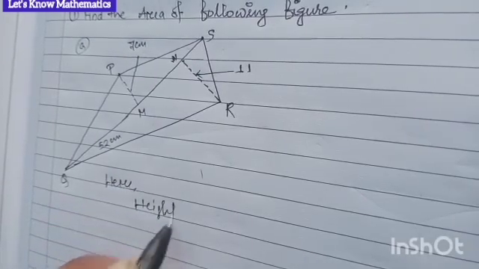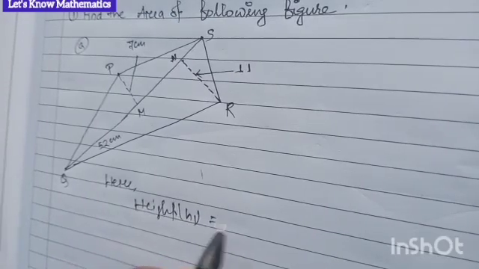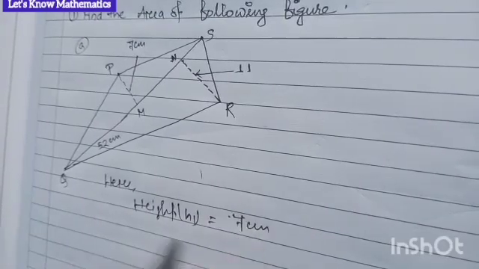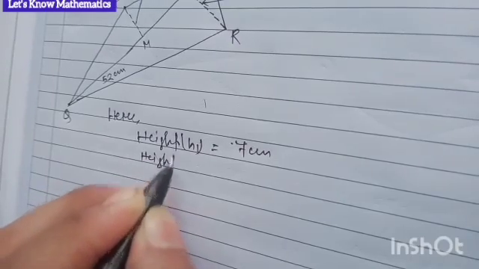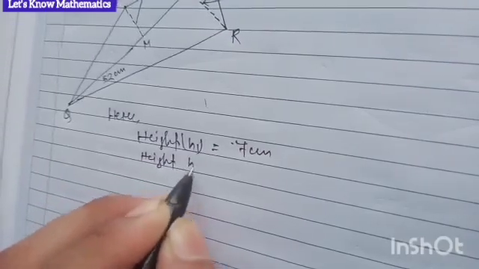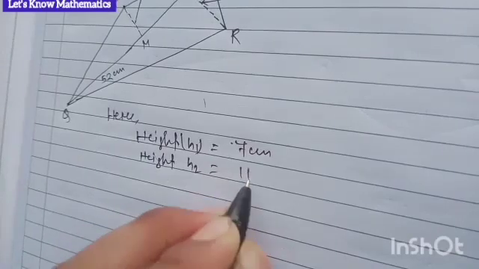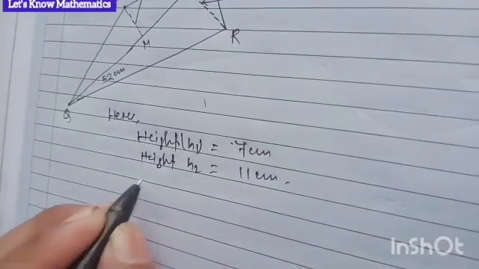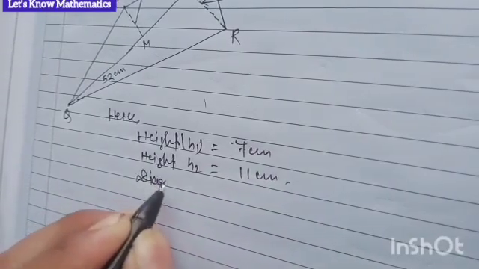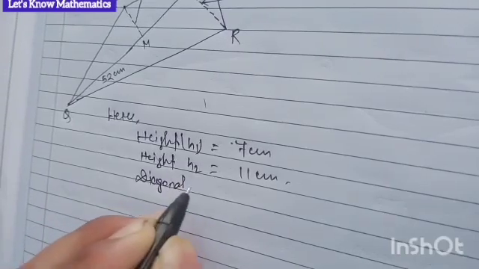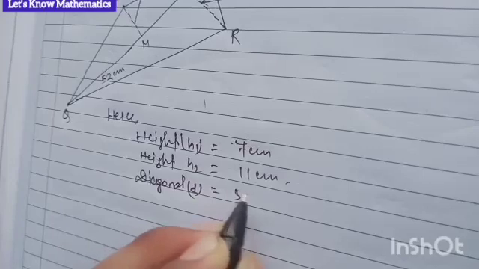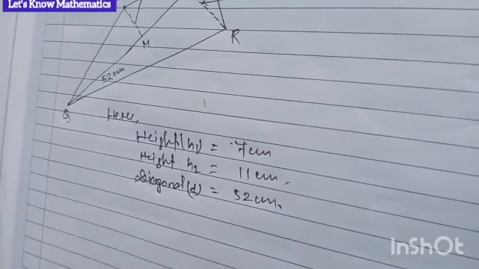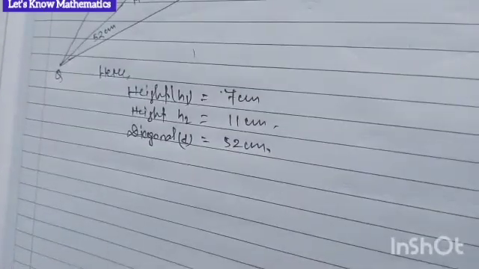Here height h1 is equal to what? 7 cm, and height h2 is equal to what? 11 cm. Then diagonal d is equal to what? 52 cm, right?